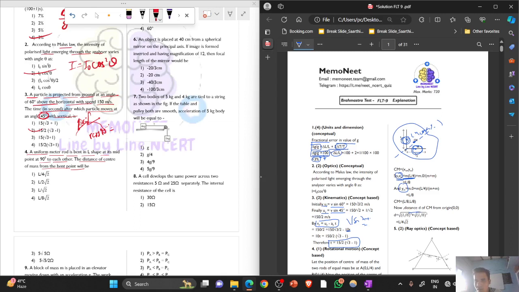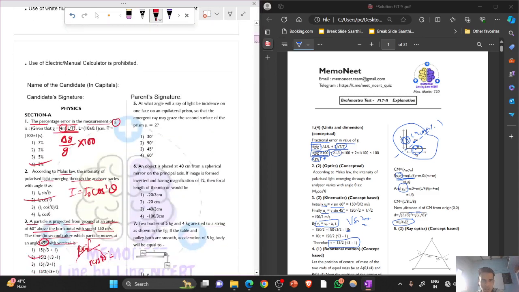This will be whole under root. You can take this and solve it out, and it comes out to be L by 4 root 2. That will be option number one, the correct answer. It's a simple logic and formula based question.